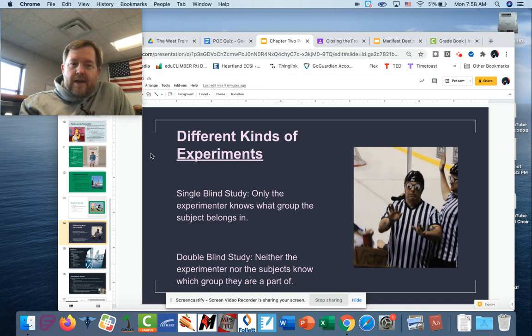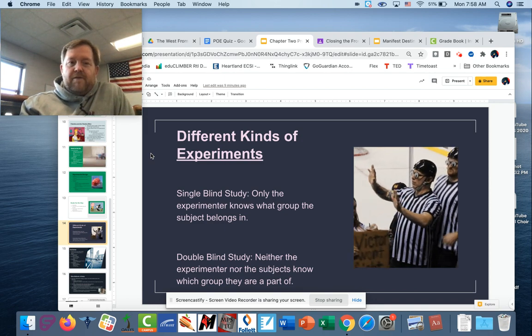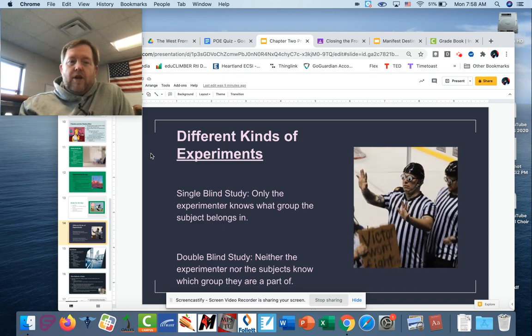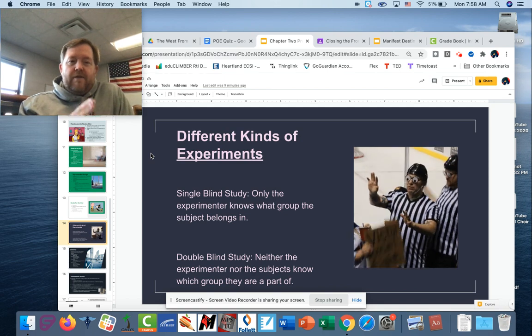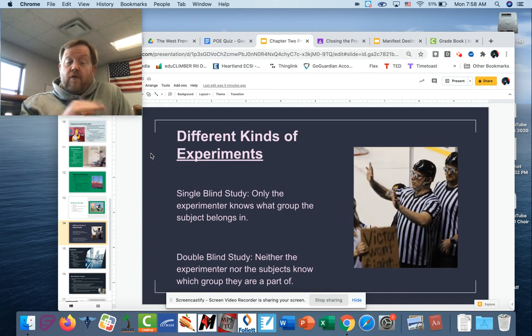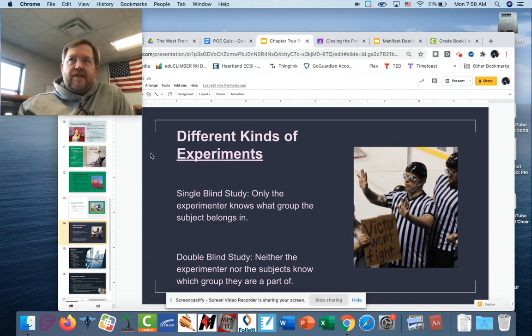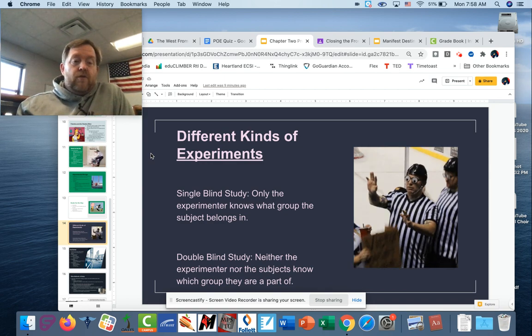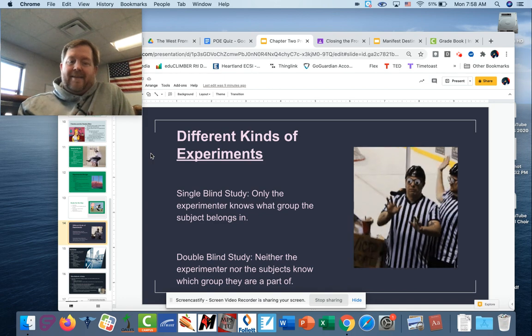The issue is, and this is where you run into problems, because when you're running a scientific experiment, you want to prove beyond a shadow of a doubt that the item works as your hypothesis, or hopefully eventually your theory, states. And because of that, you have to eliminate bias.